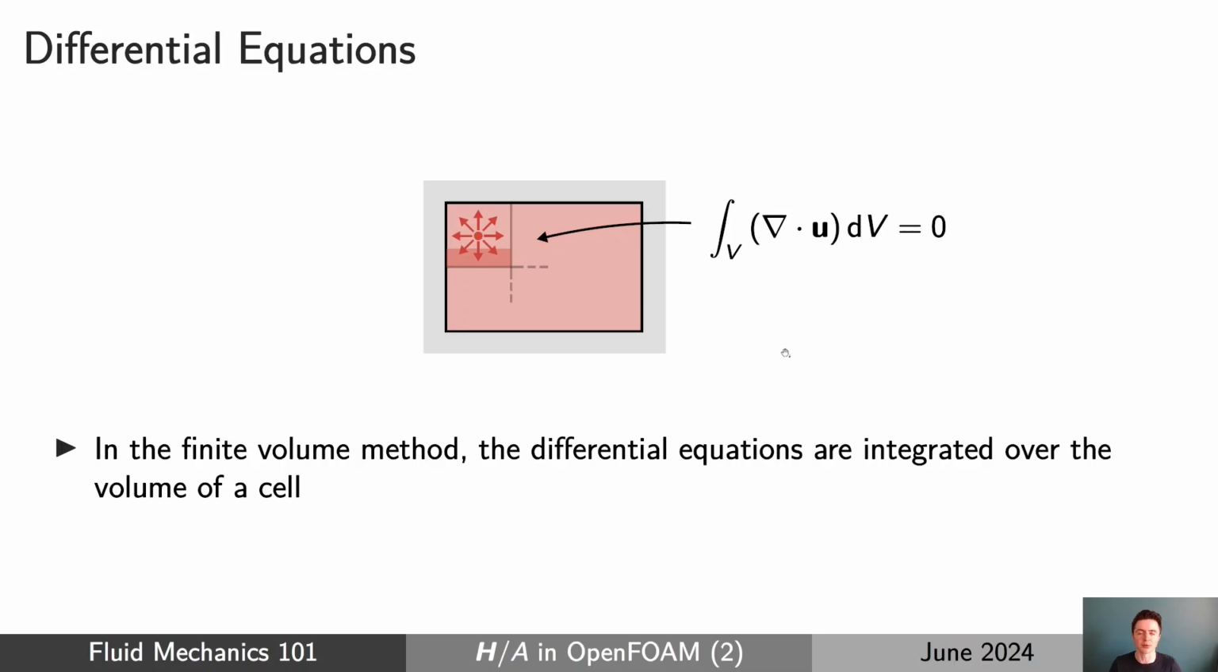Now, when we come to solve the equations in fluid dynamics using the finite volume method, what we do is integrate these differential equations over the volume of a cell. So physically, when we create our computational mesh and we divide the domain into a series of cells or control volumes, what the finite volume method does implicitly is integrate the equations over the volume of that cell. That's what the method is physically doing.